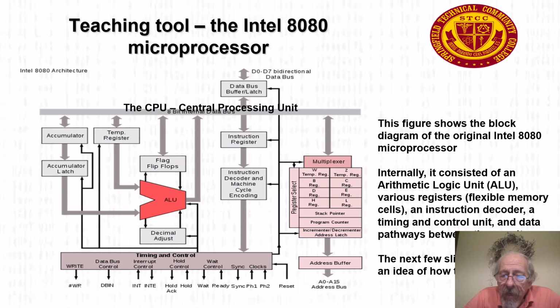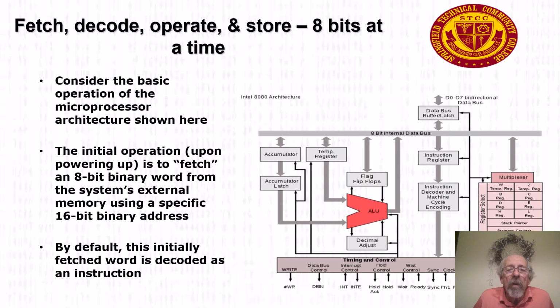So on the right hand side, the figure shows a block diagram of the original Intel 8080 microprocessor. Internally, it consisted of an arithmetic logic unit, the ALU, various registers, which are flexible memory cells, an instruction decoder, a timing and control unit, and data pathways between these units. So the next few slides will give you an idea how this device worked. The top of this slide says fetch, decode, operate, and store, 8 bits at a time. So the diagram on the right, consider the basic operation of microprocessor architecture shown here.